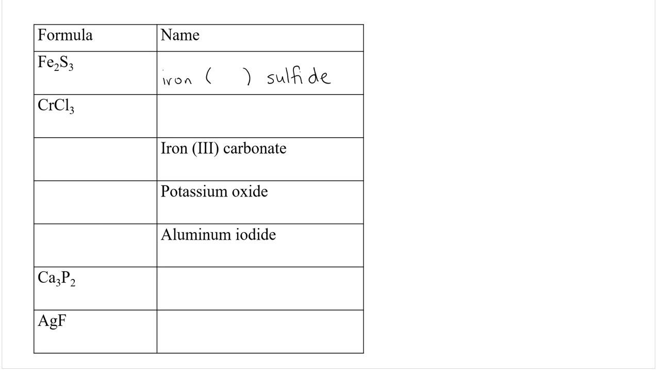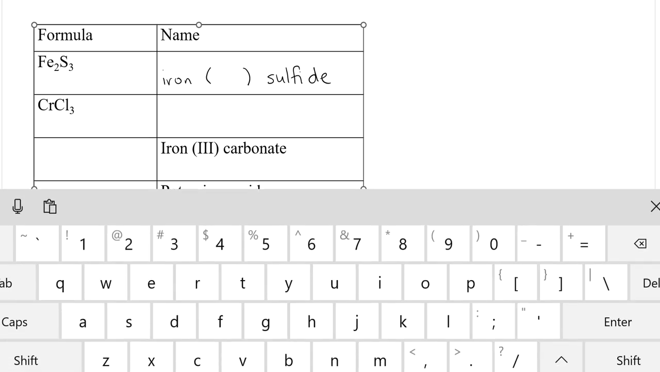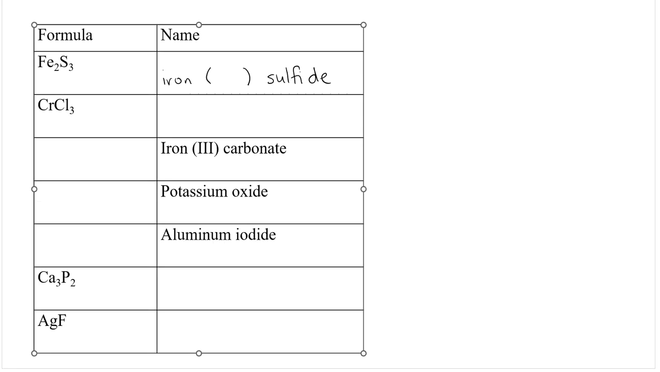Now it's our job to figure out what the charge on the iron is. This is where I recommend that you break it down into its pieces. This subscript of 2 here means that we have 2 iron ions. So that subscript of 2 tells us that we have 2 iron ions. So I'm going to write that as 2 Fe.